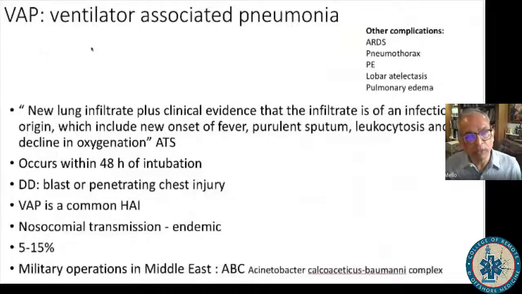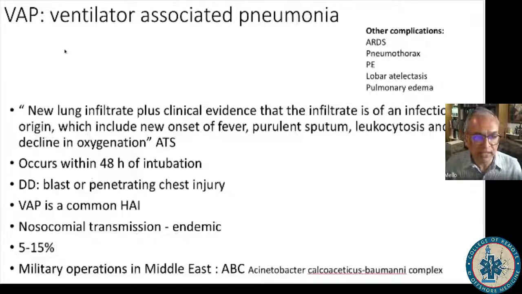The other complication of being on a ventilator is VAP, ventilator-associated pneumonia. Other complications being ARDS, pneumonia, pulmonary embolism, lobar atelectasis, and pulmonary edema. VAP is defined as a new lung infiltrate plus clinical evidence that the infiltrate is of infectious origin, shown by a new onset of fever, a purulent sputum, an increase in white cell count, and a decline in oxygenation as defined by the American Thoracic Society. It occurs very early, within 48 hours of intubation. This is why we try and extubate a patient as quickly as possible. The differential diagnosis will be blast or penetrating chest injury.